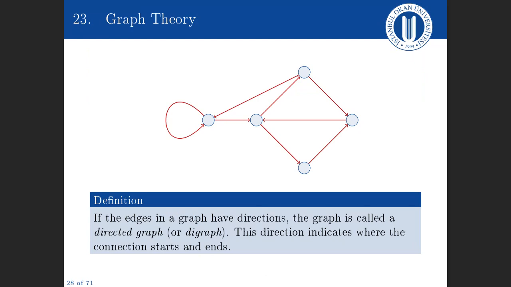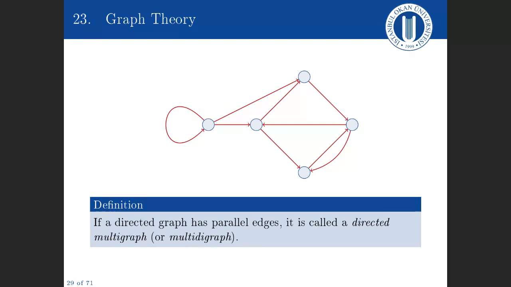So far, we've been talking about undirected graphs, graphs where all of the edges do not have a direction. But sometimes you might want to be looking at a graph where the edges do have directions. This type of graph is called a directed graph or a digraph. The direction tells us where the connection starts and where it finishes. If a directed graph has parallel edges, then it's called a directed multigraph or a multi-digraph. This graph, for example, has parallel edges, so this is a multi-digraph.